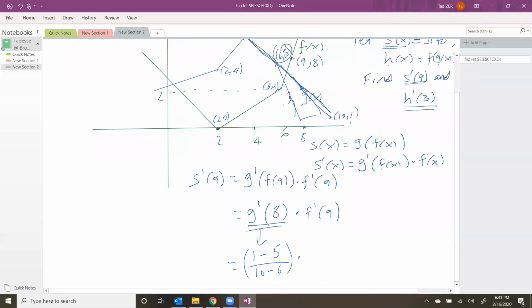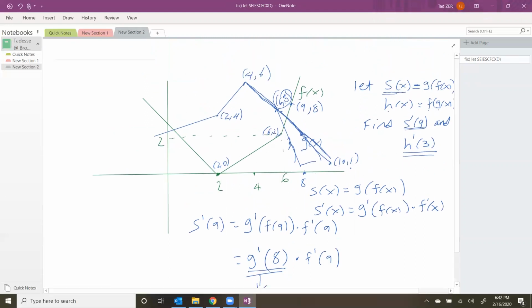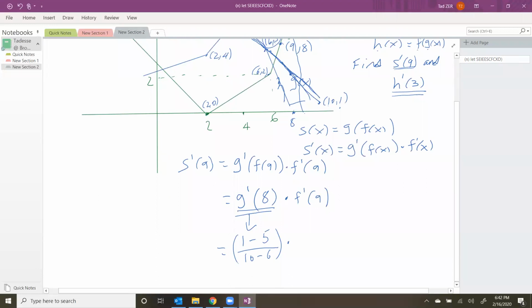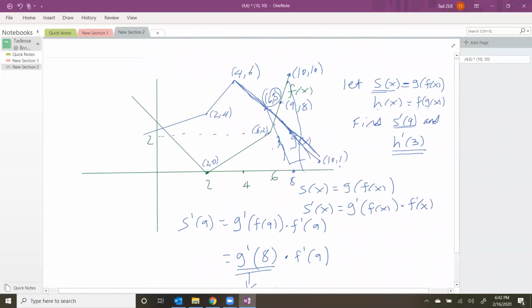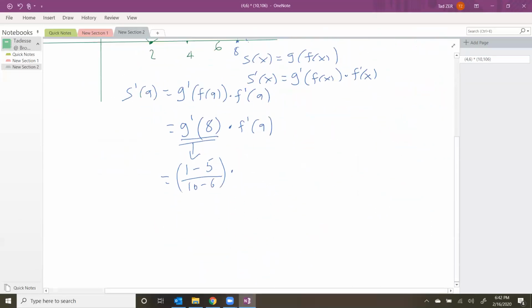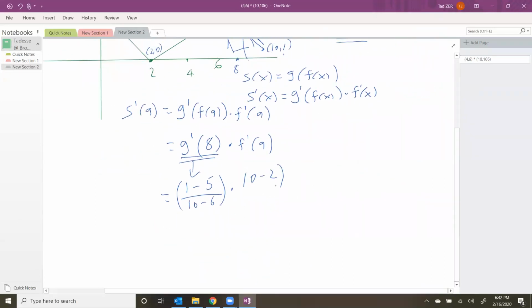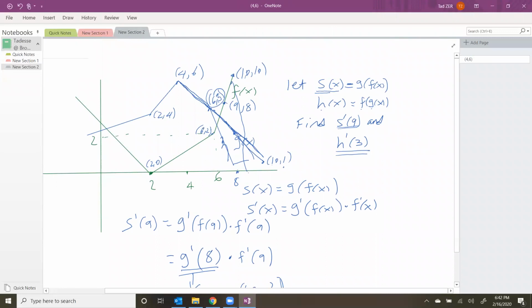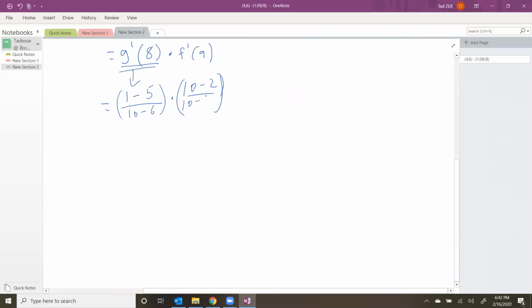And the second one, f prime at 9. Somewhere 9 is here, so I have to find the slope of this line. So this is (6, 2). Let me give you another point here, which I can read from the graph, (10, 10). So that will give me 10 minus 2, divided by 10 minus 6. So this will give me what? This is the derivative at 9.